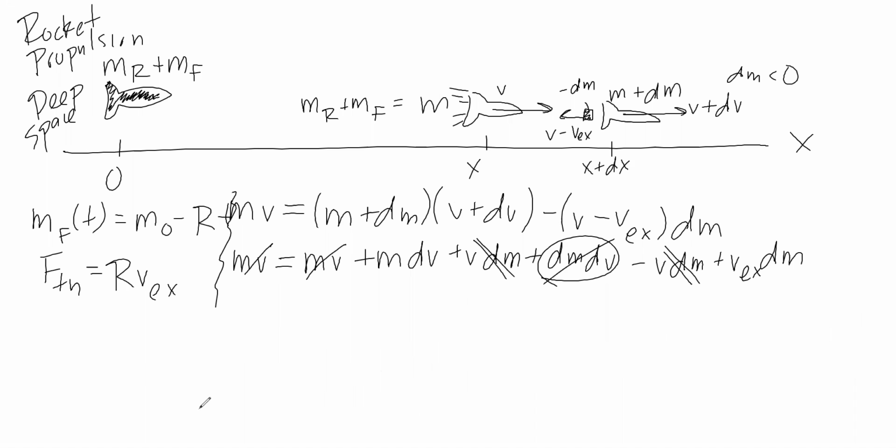What's left? We have 0 equals m dv plus v exhaust dm.